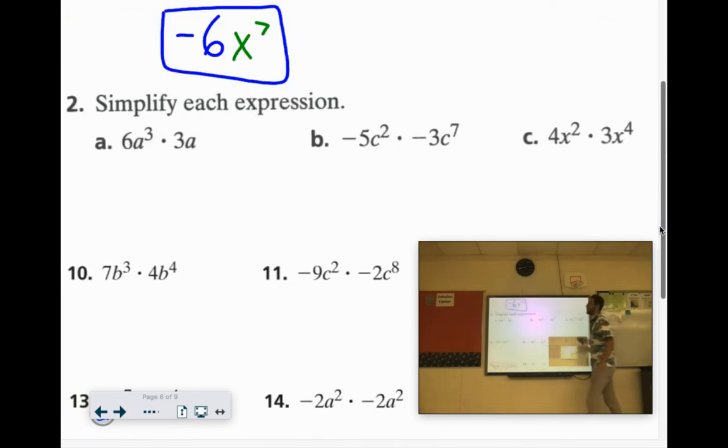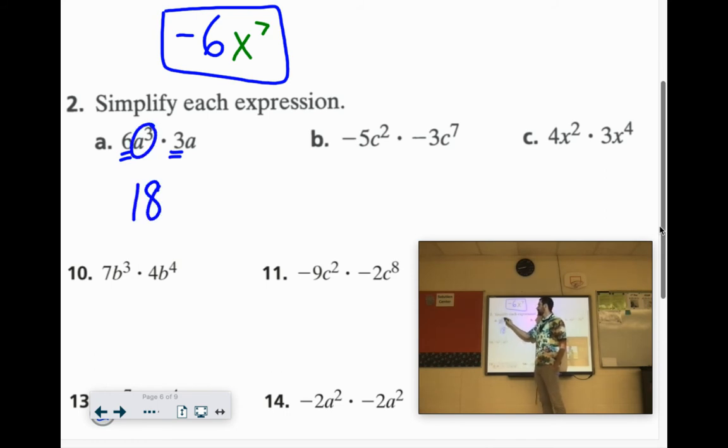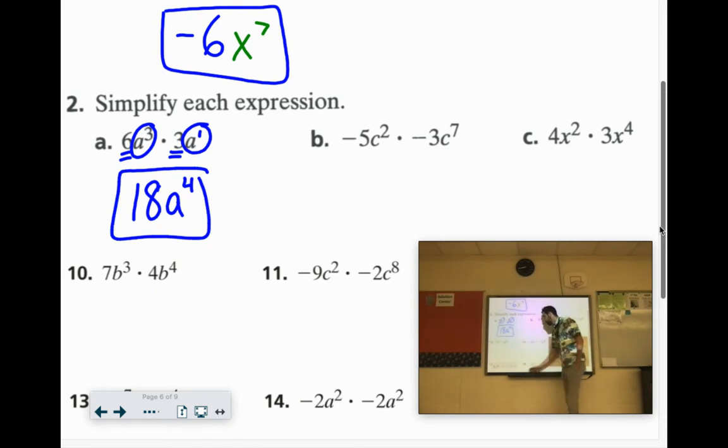So 6a to the 3rd times 3a. The numbers out in front, just multiply them like normal. 6 times 3 is 18. A to the 3rd times a, or a to the 1st, would be a to the 4th. Multiply the numbers out front and add the exponents.